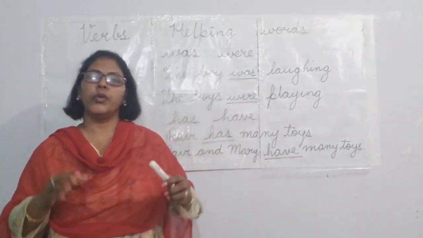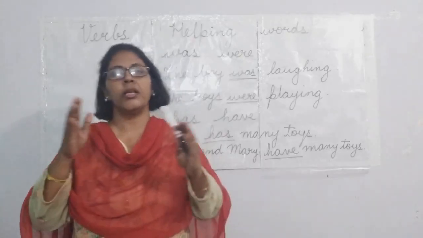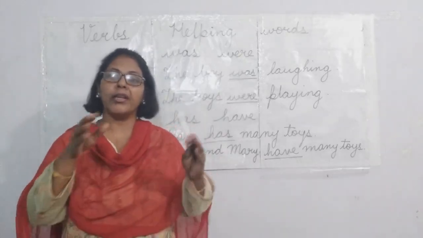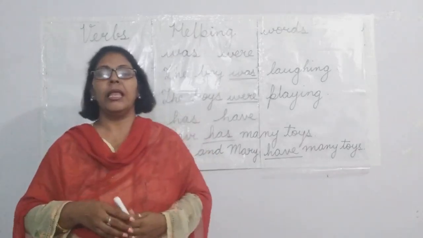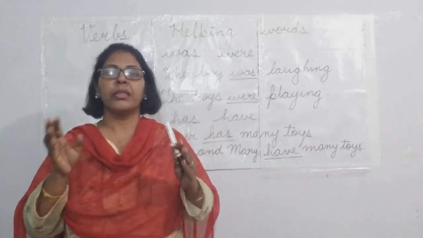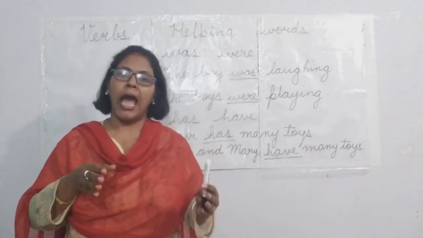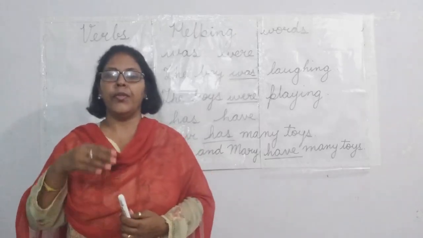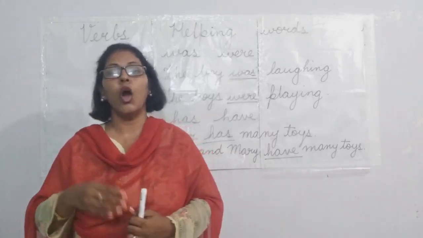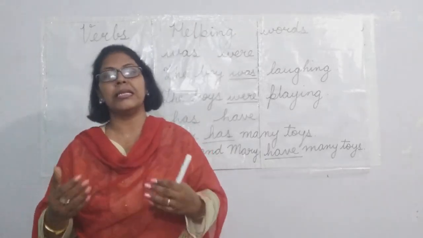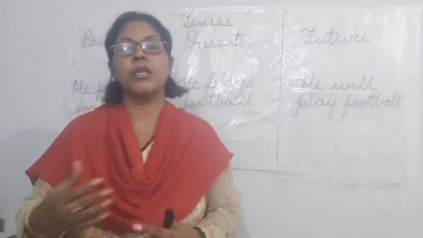So I hope children you have understood action words. Action words are also known as verbs, and action words need helping words or verbs like am, is, are, was, were, has and have. Now we will go to the next one. Now we will learn about the tenses. Verbs showing time.